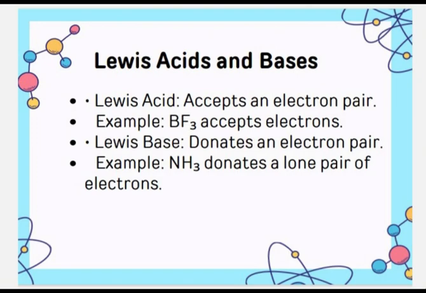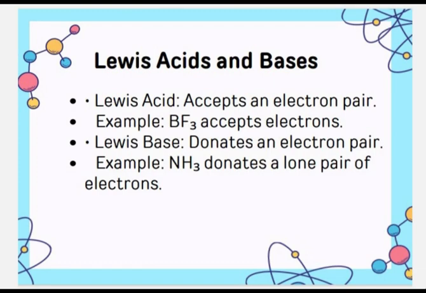What does it mean? A Lewis acid is any substance that can accept an electron pair. In other words, a Lewis acid has an empty orbital or is capable of accepting electrons from a donor. These substances are electron deficient and seek to complete their valence shells by accepting electron pairs. For example, BF3 accepts electrons.